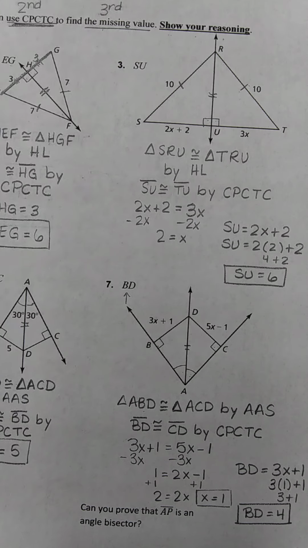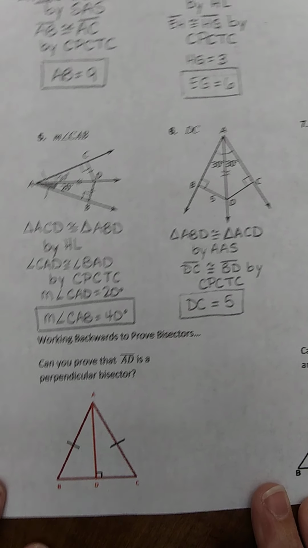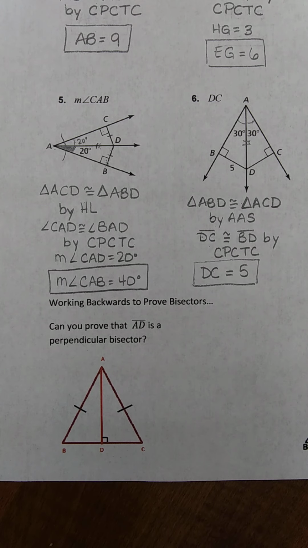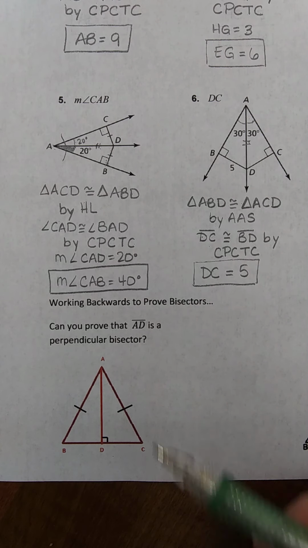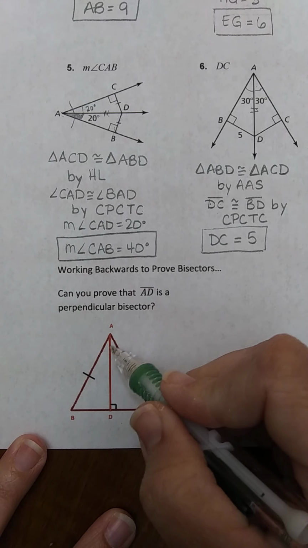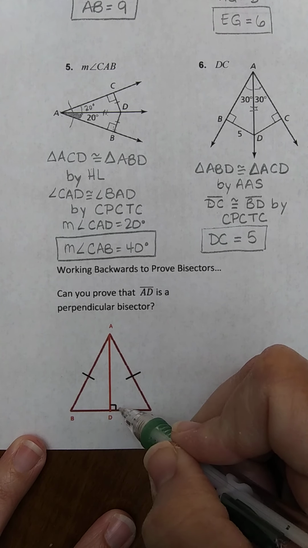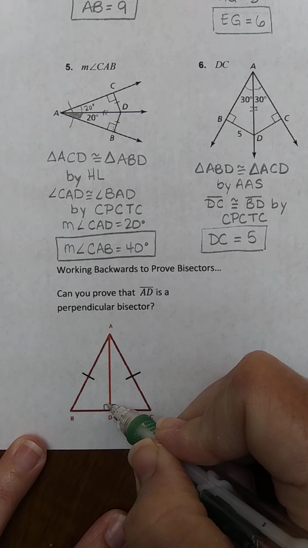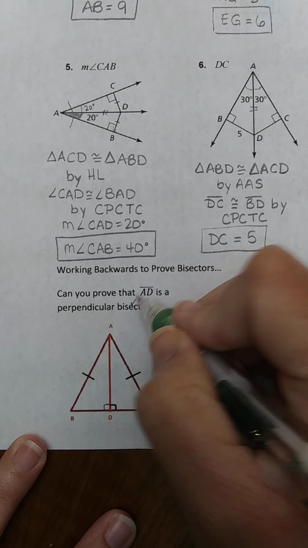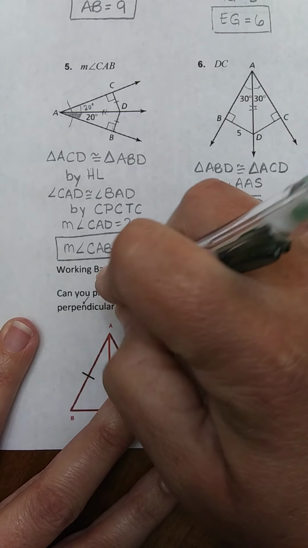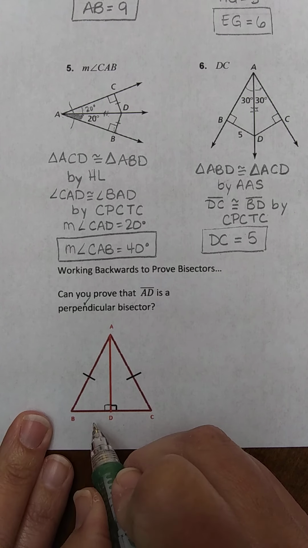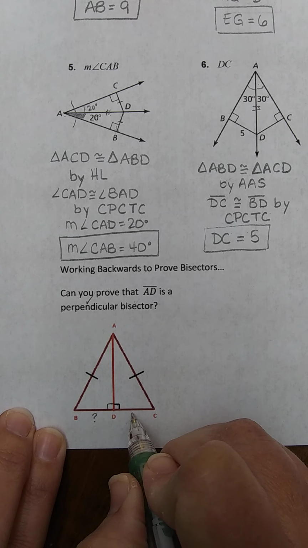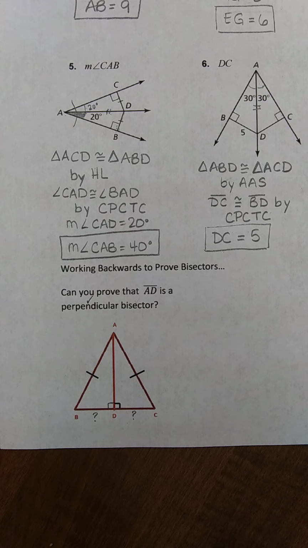Now the last two questions on here are going to ask us, working backwards, can you prove something? Can you prove that AD is a perpendicular bisector? So let's take a look. Well, I can see AD right here. It is perpendicular. I know it's perpendicular because it has the right angle. So I can prove that part. The question is, can I prove it is a bisector? If it's going to be a bisector, then BD and CD would have to be the same. So the question is, are they?